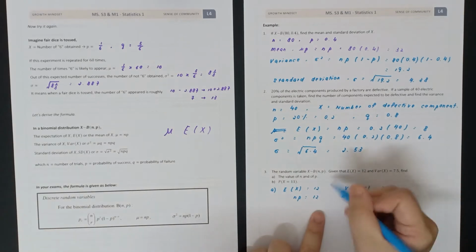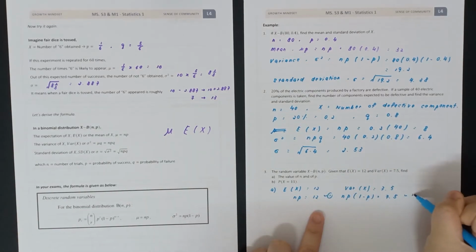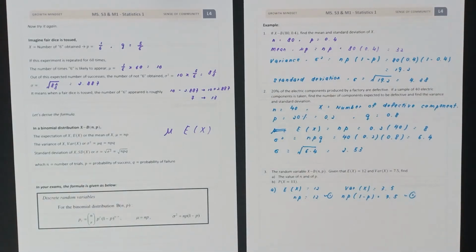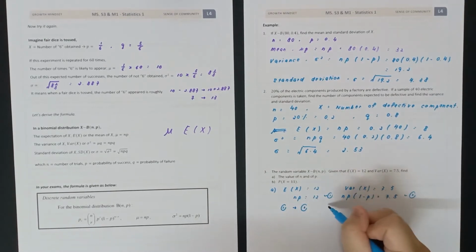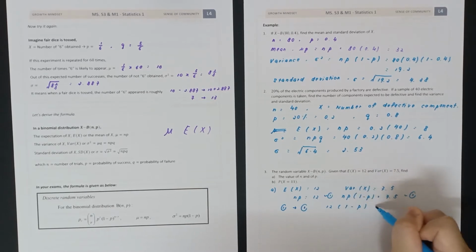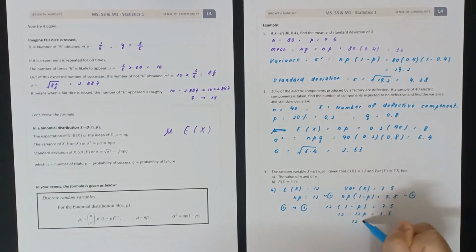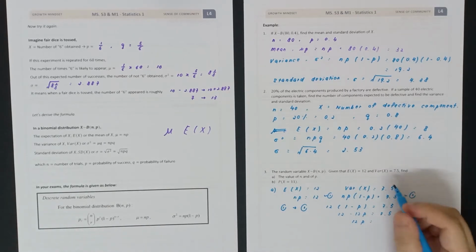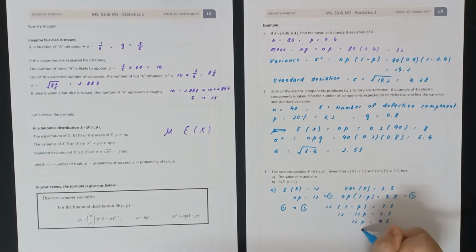Since you have np here, this is our first equation and this is our second equation. You do not need to shift it over, because you can realize it is np and np, so you just substitute the whole thing here, then find your p first. From the first equation, I put it in the second one, meaning I have 12 times (1 minus p) equals 7.5. So I have 12 minus 12p equals 7.5. 12p equals 12 minus 7.5, which gives 4.5, and when I divide I get 0.375. So that is my p.